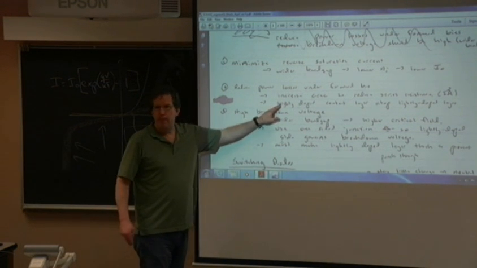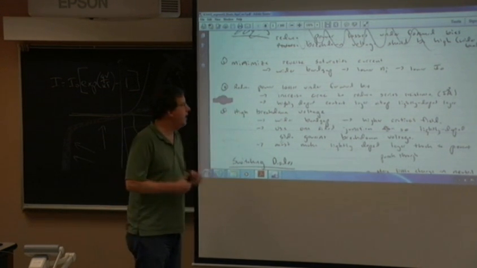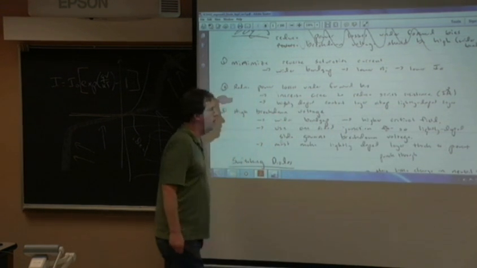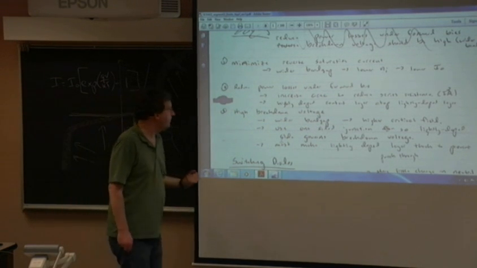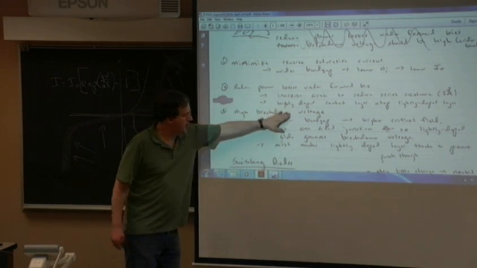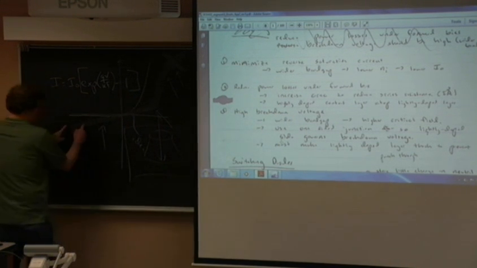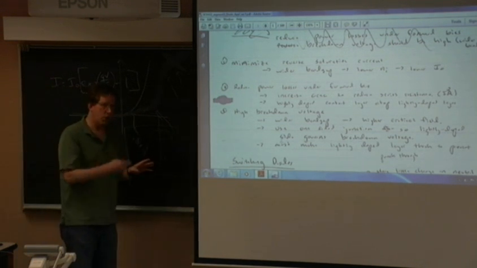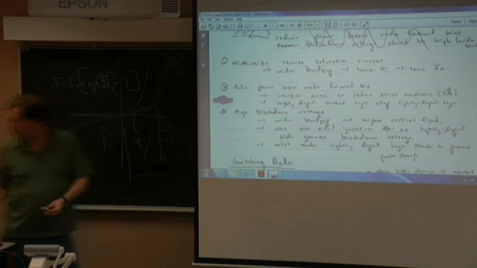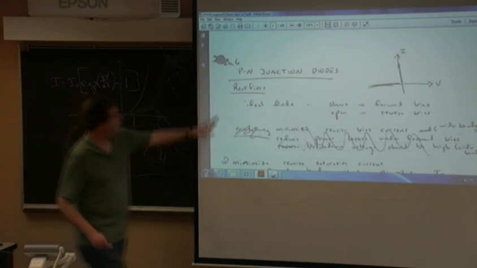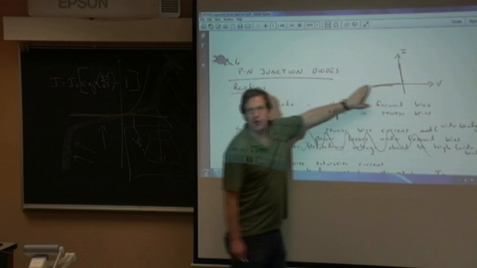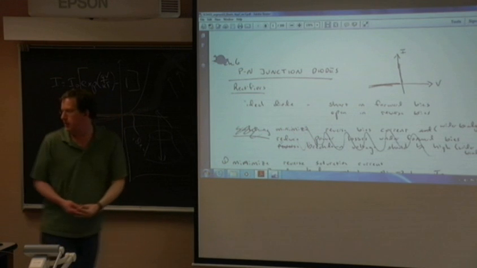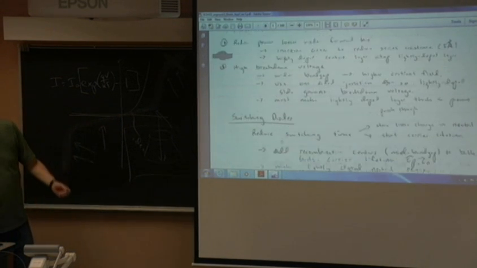Also, if you remember contacts and things like that, we want to highly dope them to reduce series resistance. And I want a high breakdown voltage, because I don't want this breakdown, which is either zener or avalanche, happening too early. For this rectifier application, I want this to be fairly open circuit for as long as I can. I can't make it indefinite, but I'd want to try and delay it as much as possible.